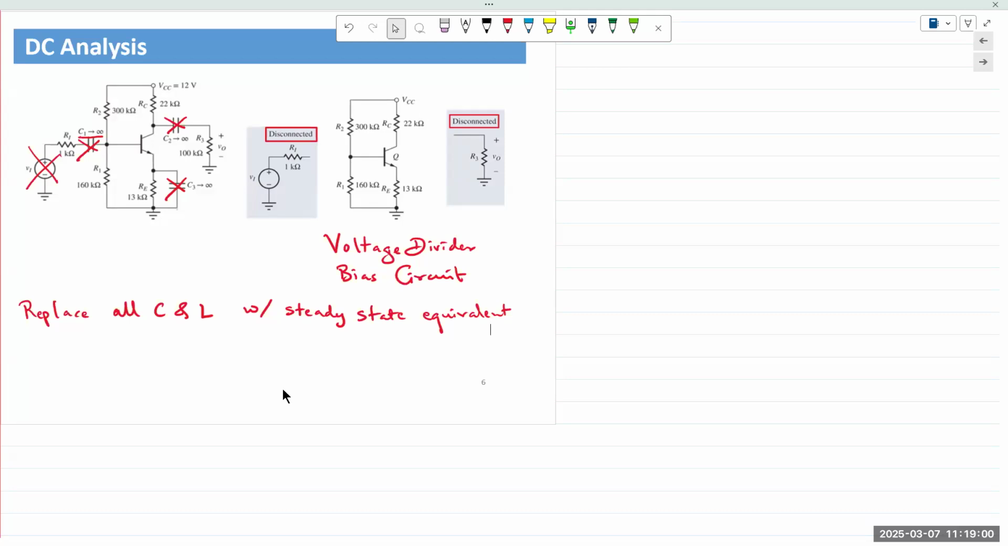At DC steady state, it doesn't matter what kind of capacitor it is, it's always going to behave like an open circuit because frequency is 0. AC is on the next page. So capacitor is open circuit, inductor is short circuit. And this circuit, of course, results in the voltage over bias. So simply analyze for the DC voltages in the circuit.